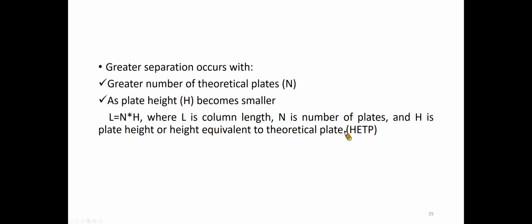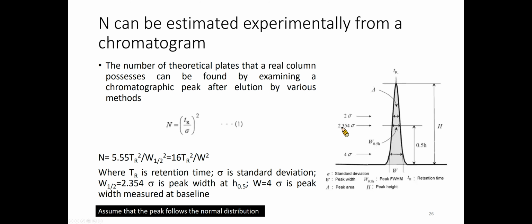The plate theory provides a way of measuring column efficiency, either by stating the number of theoretical plates in a column, N, the more plates the better, or by stating the plate height, the height equivalent to a theoretical plate, which is the smaller the better. Assuming that the peaks follow the normal distribution, we can calculate the number of theoretical plates using this formula, where Tr is the retention time and W is the peak width measured at baseline.